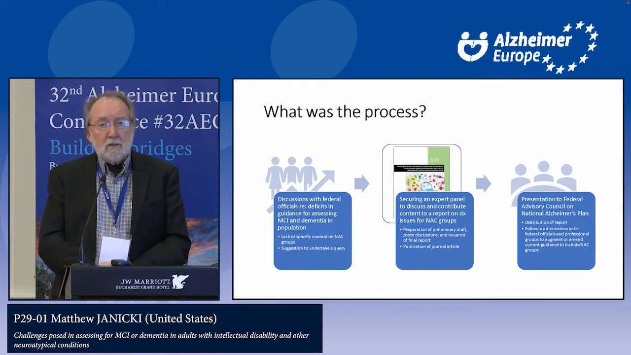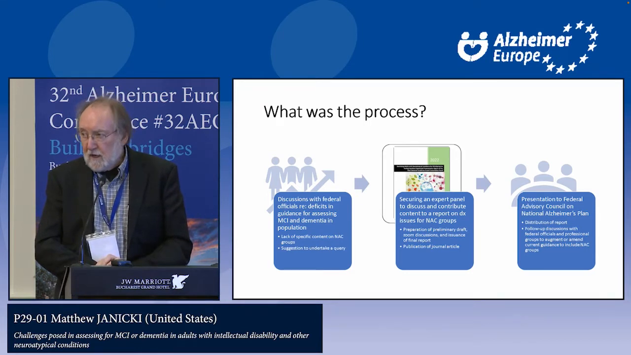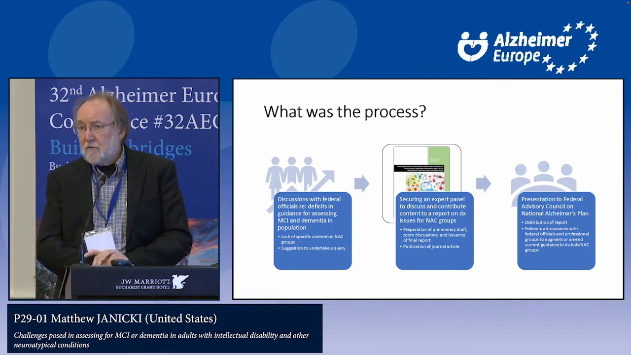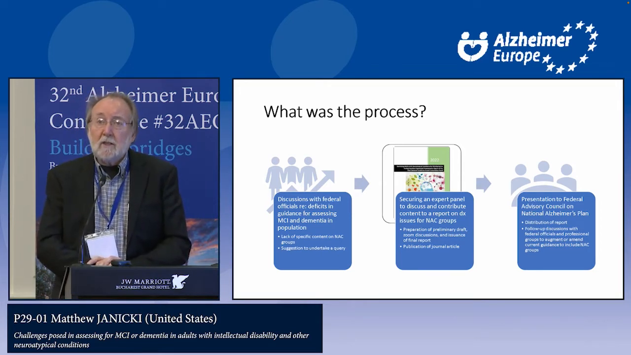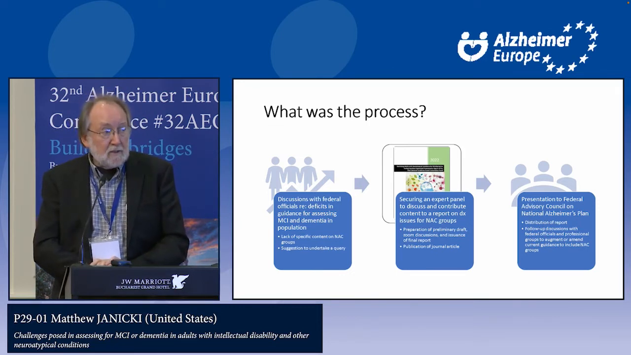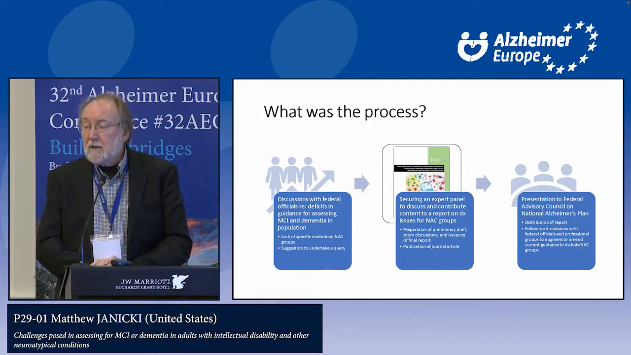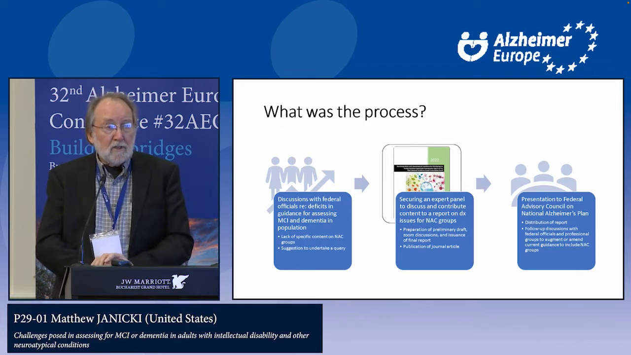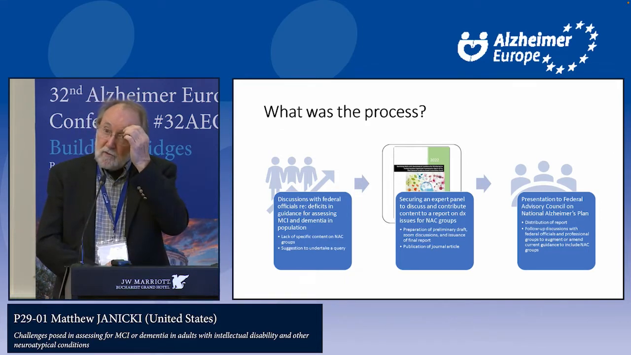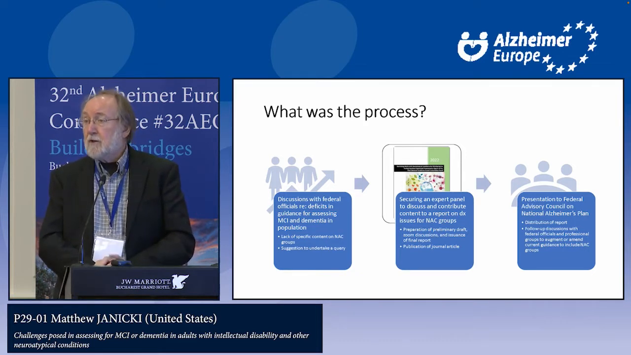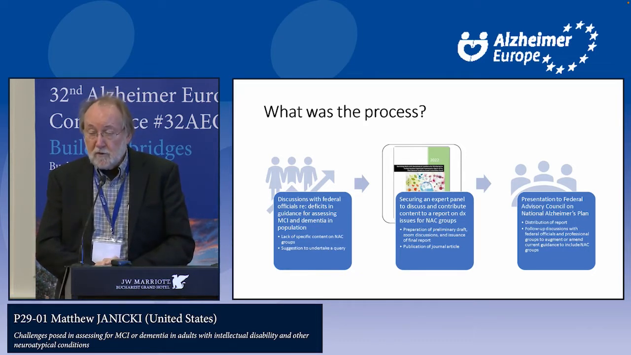So what was the process? We started out with the discussion with our federal or national officials in the federal government who govern protocols and guidance for both payments and for assessing clinically people who have dementia, and determined that there was a lack of specificity dealing with neuroatypical conditions, which we abbreviated NAC, for short. And they suggested that we undertake some kind of a query and provide guidance to them on this issue. We secured an expert panel made up of some senior individuals who represent different professions. We went through the various professional organizations and others by word of mouth in terms of securing them, and created a workable panel who could advise us.